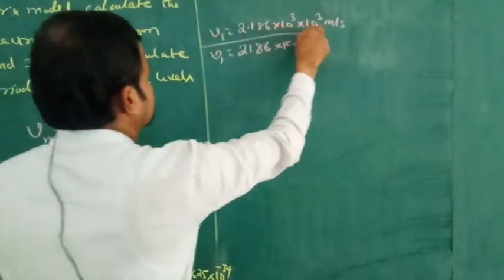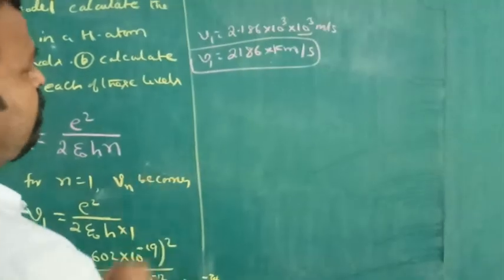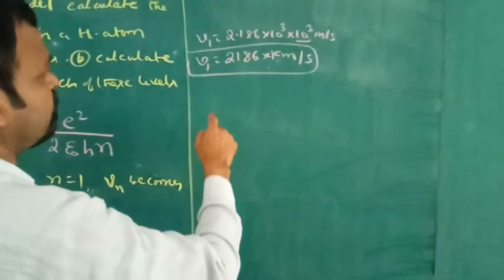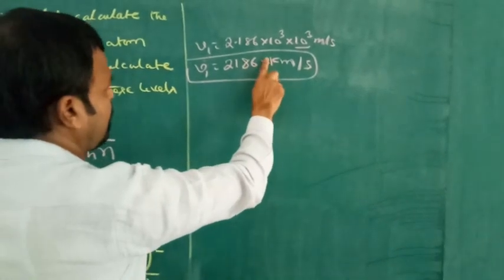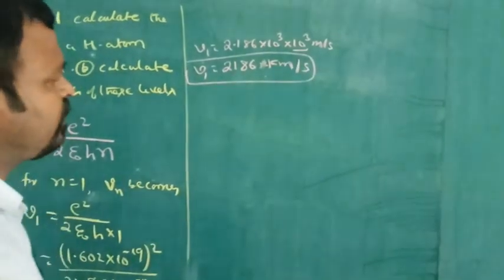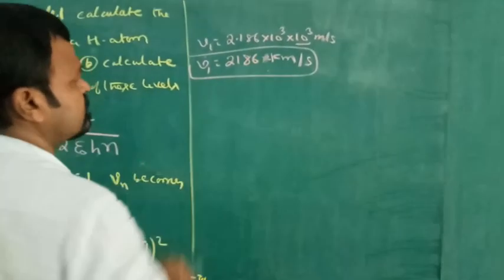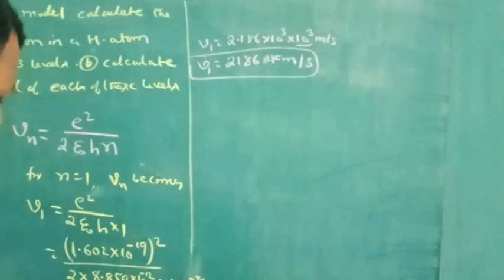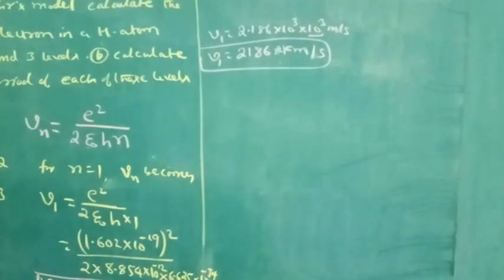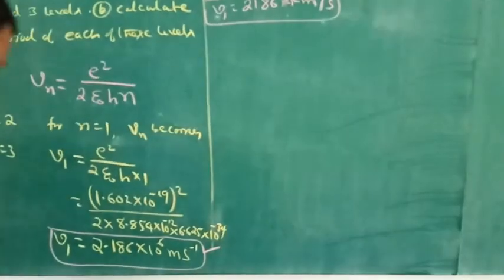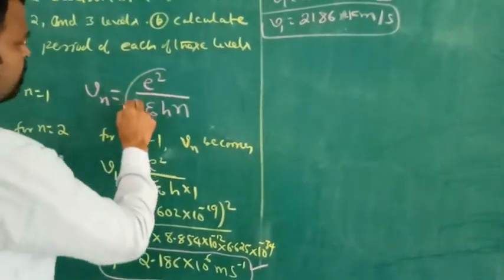Remember, this is the velocity of an electron revolving in the first orbit of a hydrogen atom. So it moves with a speed of 2186 kilometer per second. That means in 1 second it can travel a distance of 2186 kilometer. That means the electron travels with very high speed. Remember that.